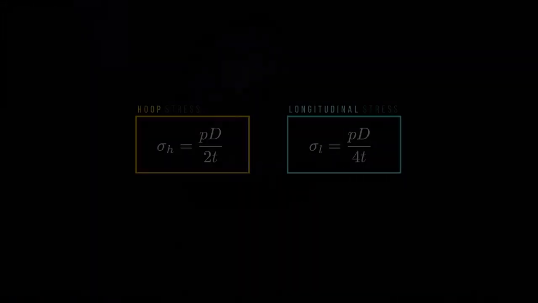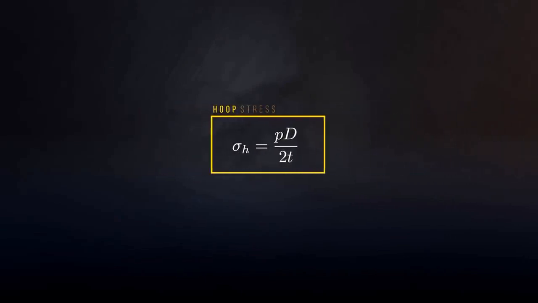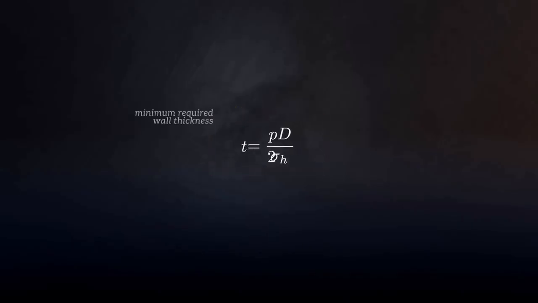With the hoop stress being the critical stress, it's the PD over 2T equation that's used to calculate the minimum wall thickness required to safely contain an internal pressure P. All we need to do is define an allowable hoop stress, which is often taken to be 80% of the material's yield strength.